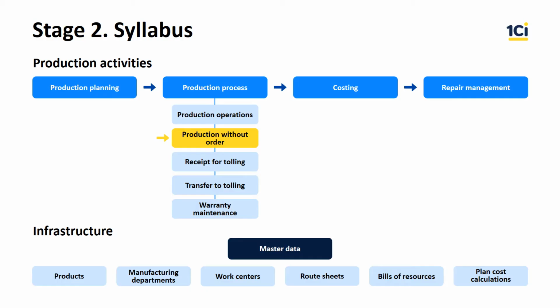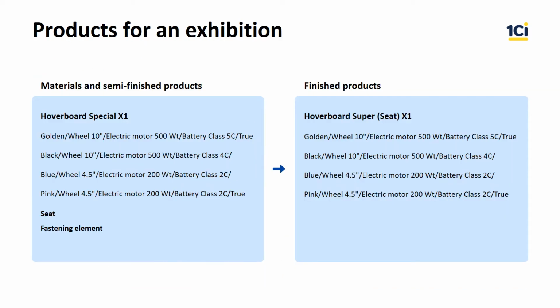Today we'll talk about the document named Production Without Order. The company plans to manufacture several hoverboards with seats to display at an exhibition. To do this, the company purchased the seats and the fasteners and received items from the warehouse. All the materials and works are proportionally distributed between the finished products.